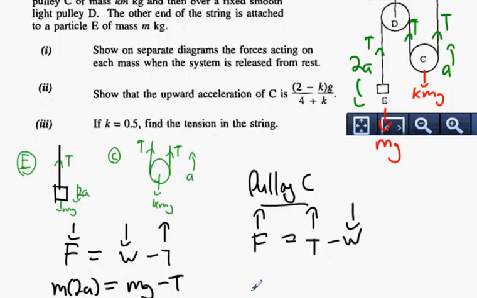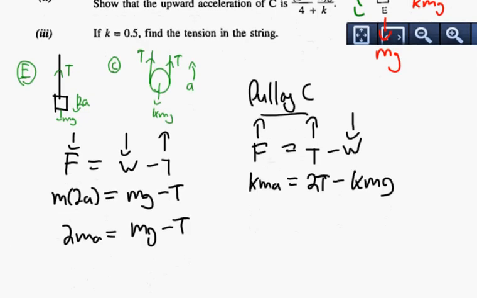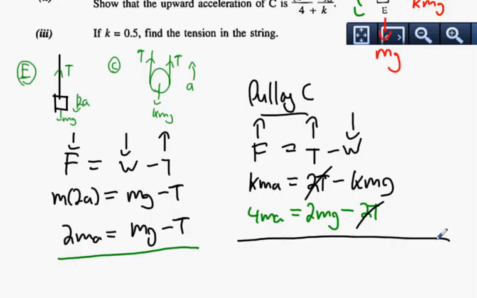So force is kma, tension going upwards is T, and weight going downwards is kmg. Okay. I'm going to multiply the top equation by 2. I'm going to get 4ma equals 2mg minus 2T. They can cancel. And what are we left with?